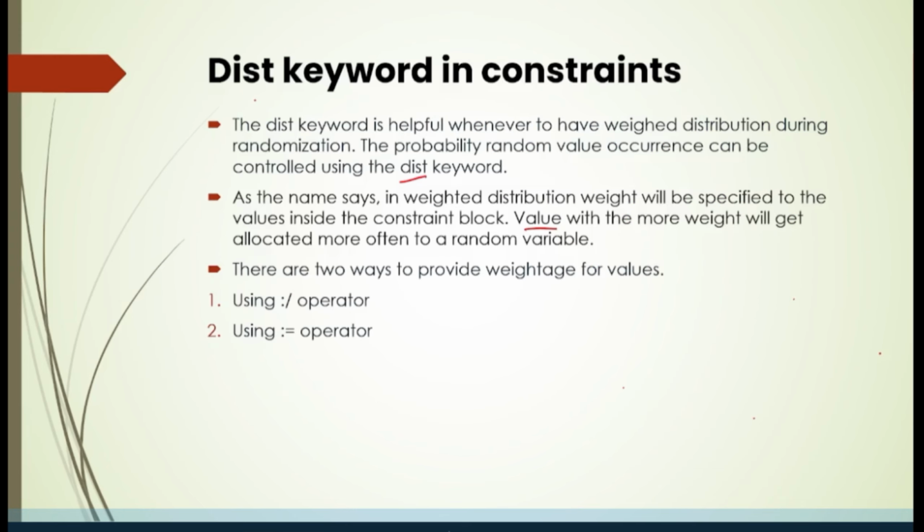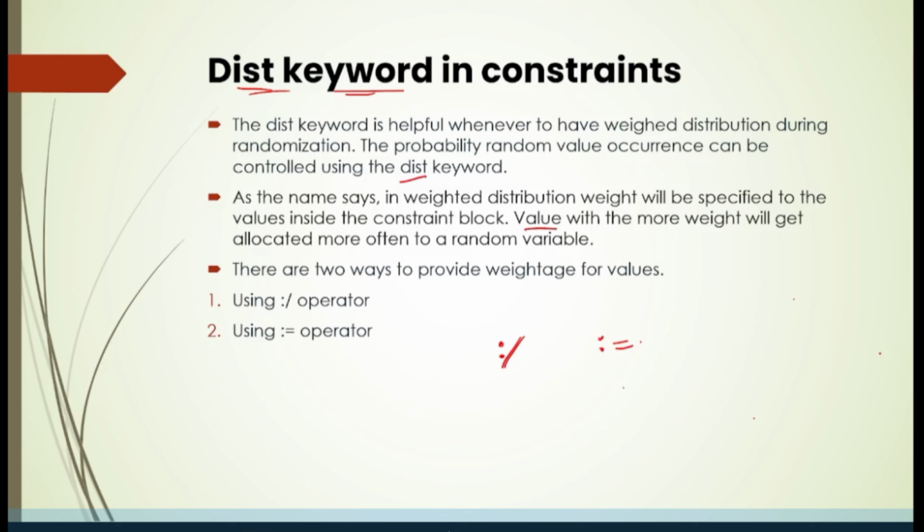Now coming to the next one, which is the dist keyword. This is also a type of constraint. Why is this constraint used in SystemVerilog? Basically, you have two kinds of dist operators within this: one is by using the colon-slash symbol, and another is the colon-equal-to symbol.